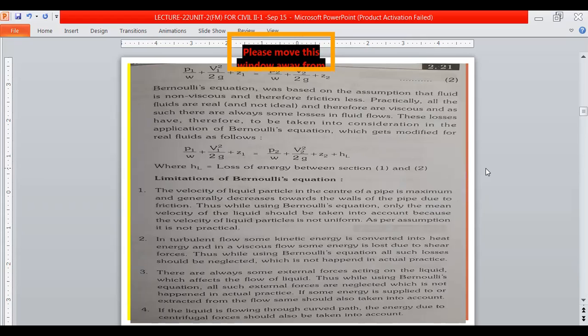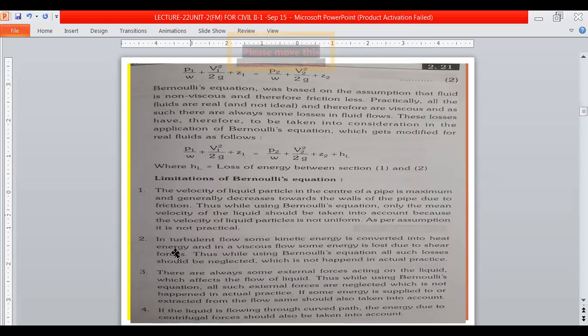The velocity of our liquid particle in the center of the pipe is maximum, right? Second one, the turbulent flow. In the turbulent flow, some kinetic energy is converted into heat energy. So whenever there is a turbulent flow in the pipe, the kinetic energy is converted into heat energy, and in the viscous flow, some energy is lost due to the shear forces.